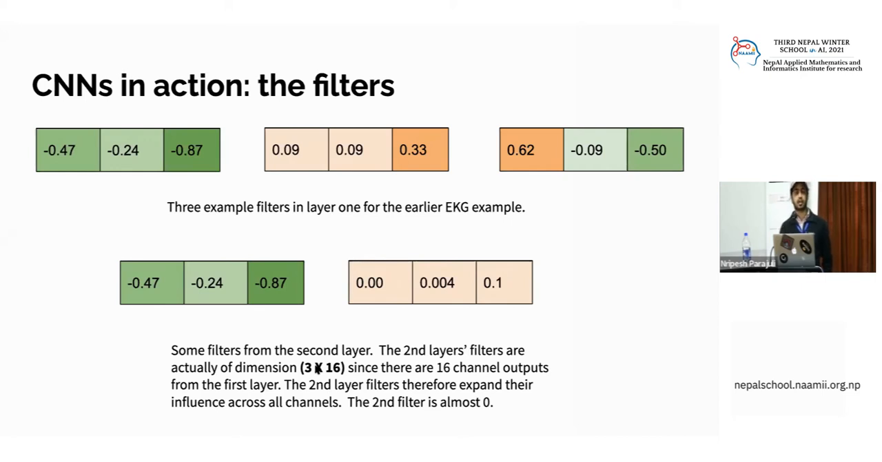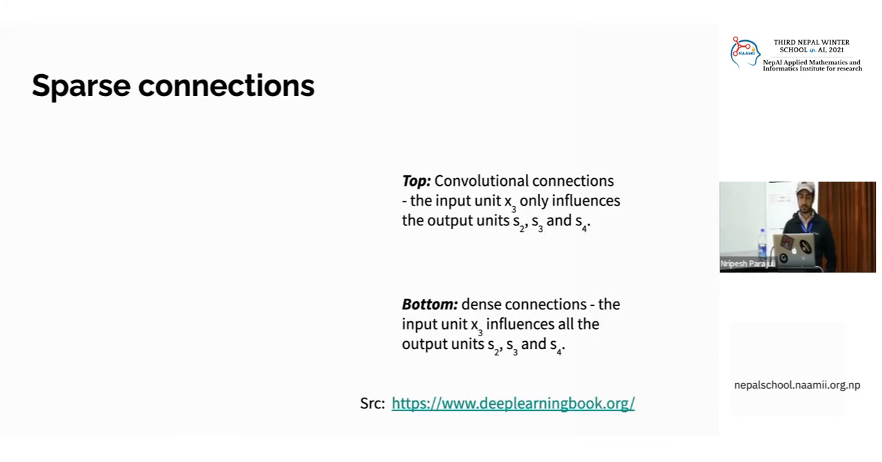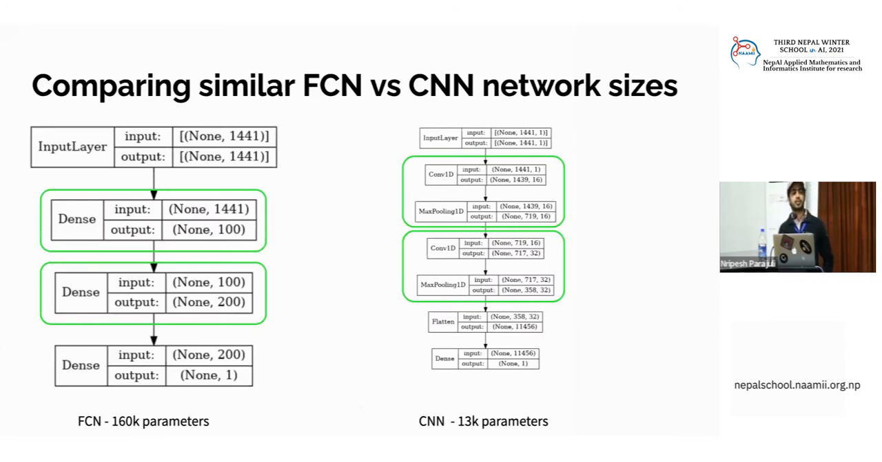In the second layer, the filters are of size 3 by 16. Can anybody tell me why the filters in the first layer are 3 by 1, and in the second layer 3 by 16? That's not true. The 3 is the filter size. It doesn't have anything to do with the input. You're a little bit correct. The 16 is, let's go back here. Correct. Who said that? Can you raise your hand? Yeah, thank you. Somebody in the back said 16 is the number of channels.